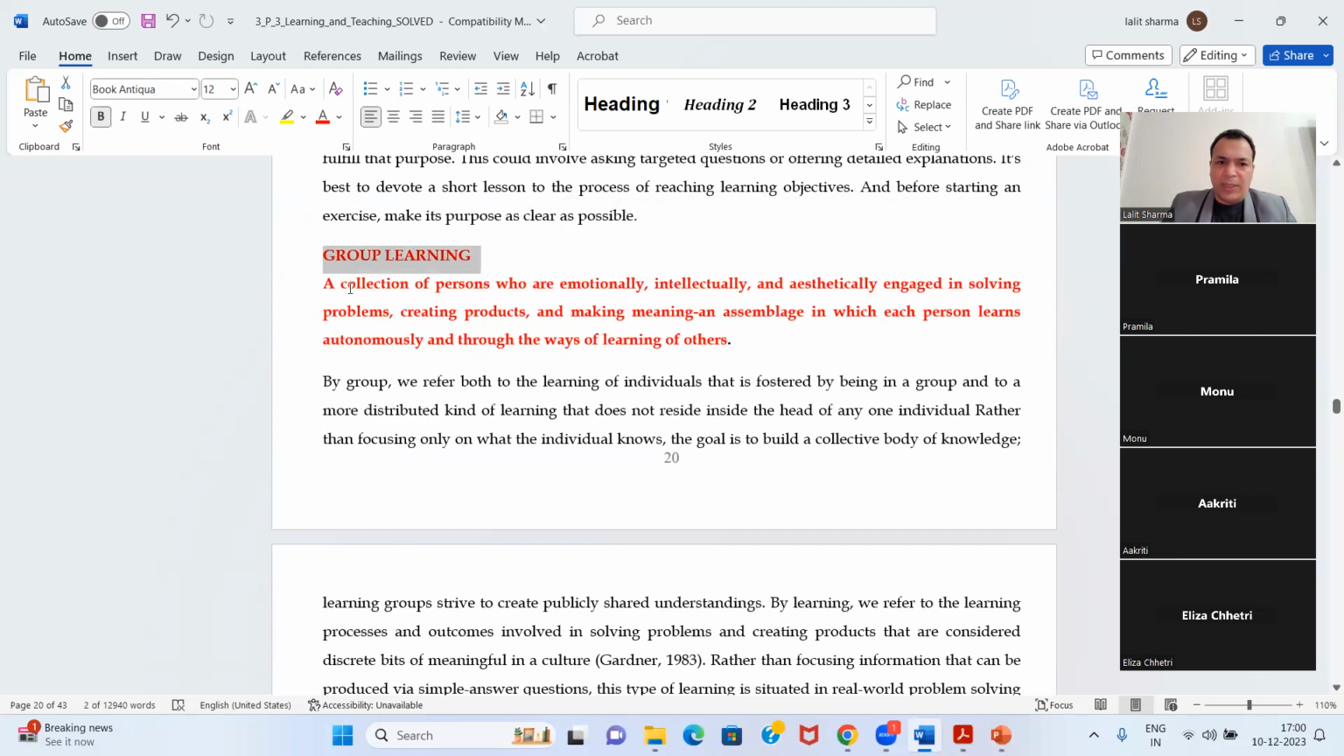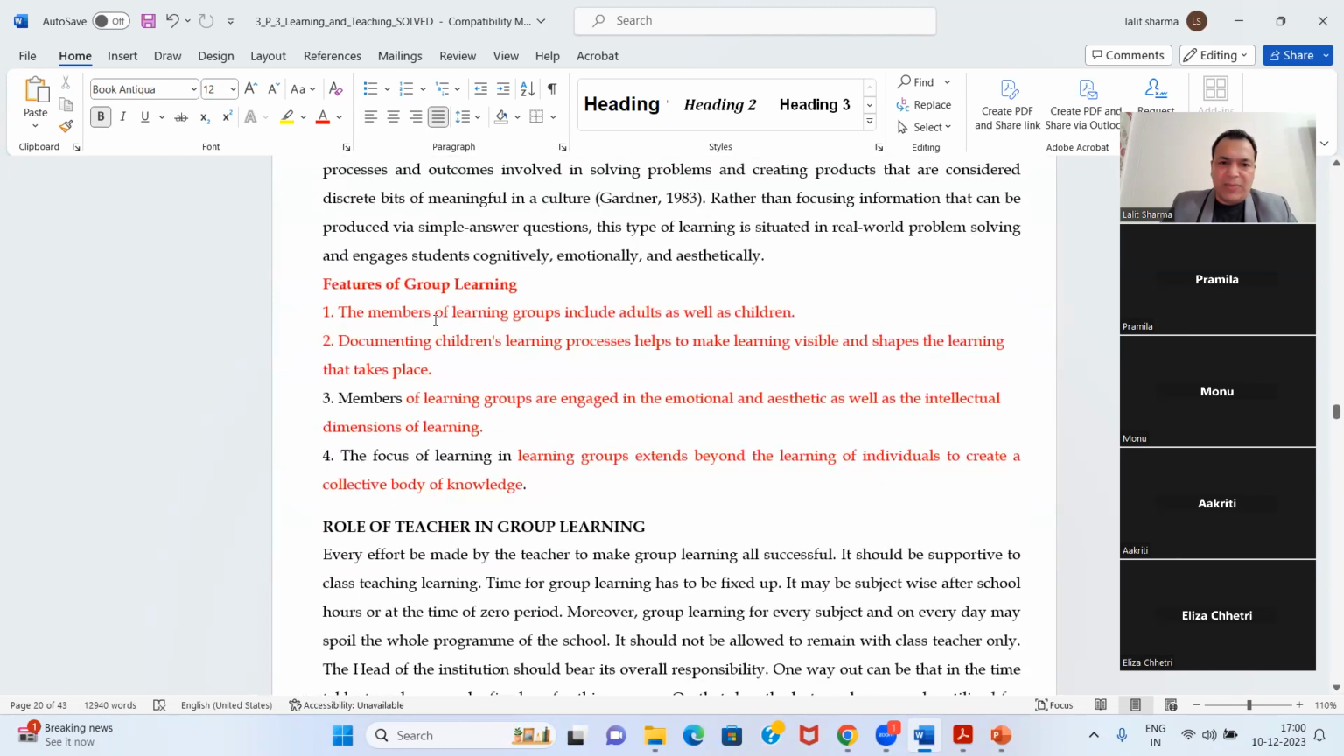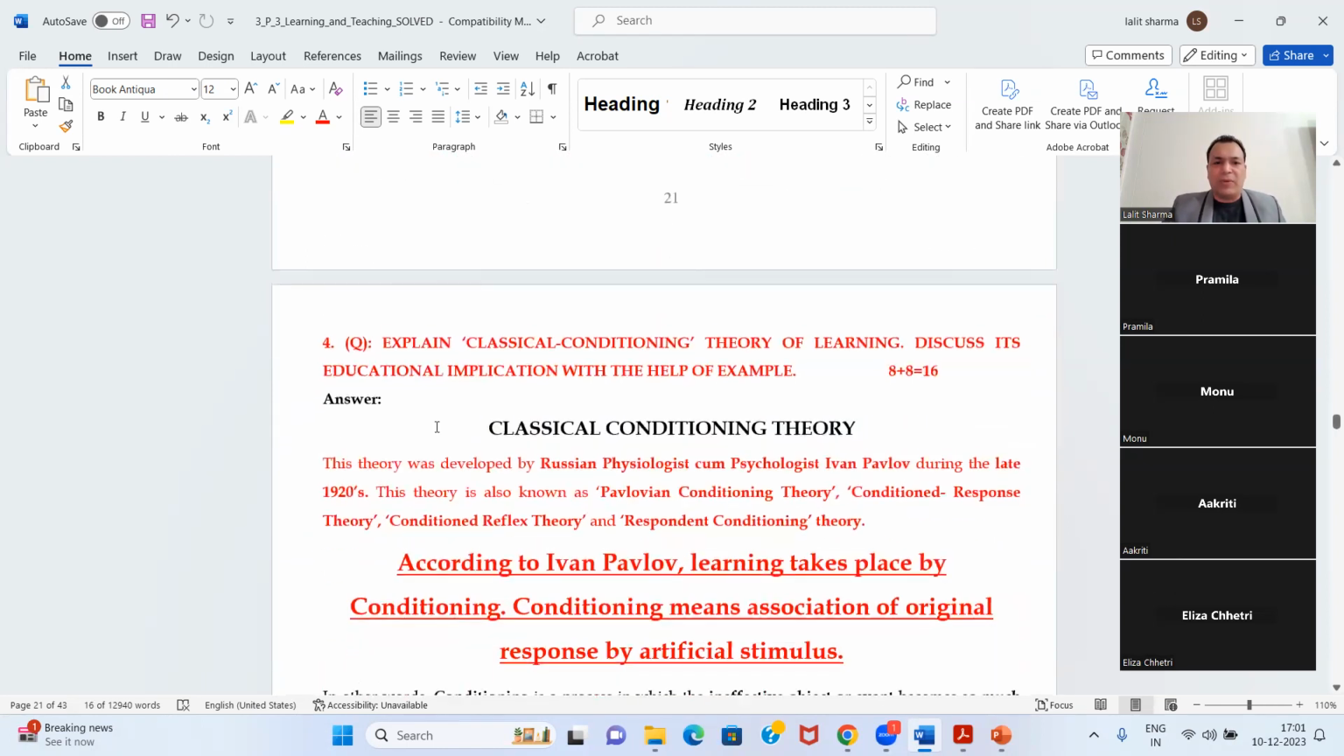Now group learning has come. In group learning, what happens: a collection of persons who are emotionally, intellectually and aesthetically engaged in solving problems, creating products and making meaning, an assemblage in which each person learns autonomously and through the ways of learning of others, right? So that is group learning. Now the features of group learning have come. The members of the learning group include adults as well as children. Documenting children's learning process helps to make learning visible and shapes the learning that takes place. Right, guys? So you have come to know group learning and peer tutoring. You have to learn from the notes.